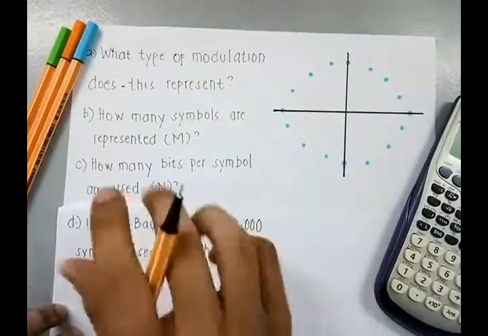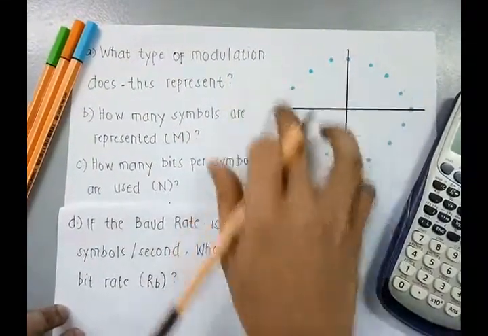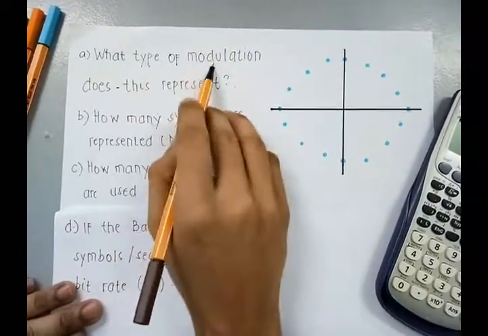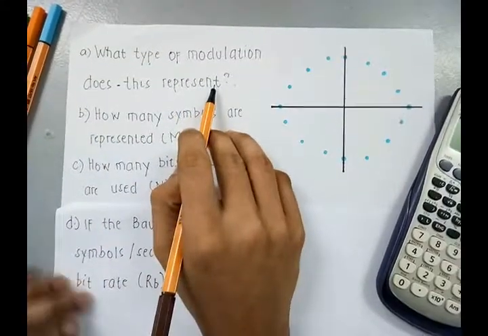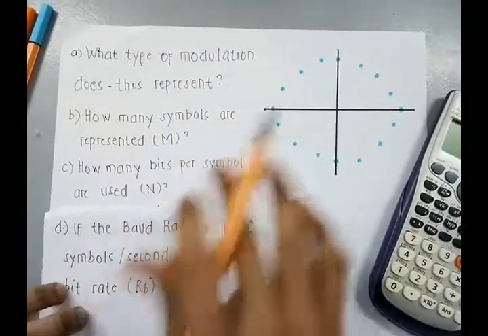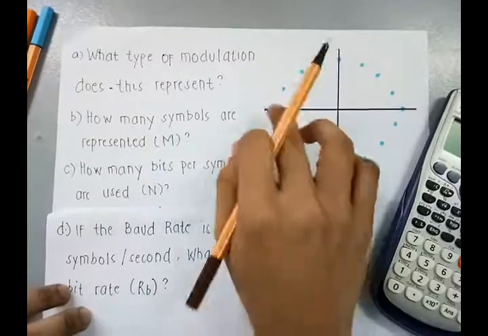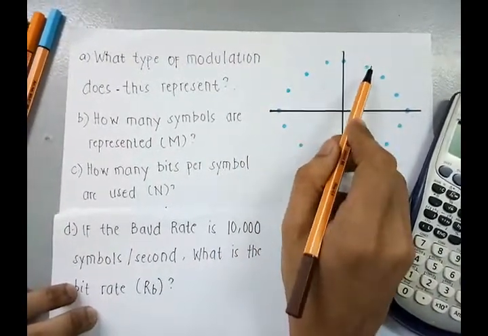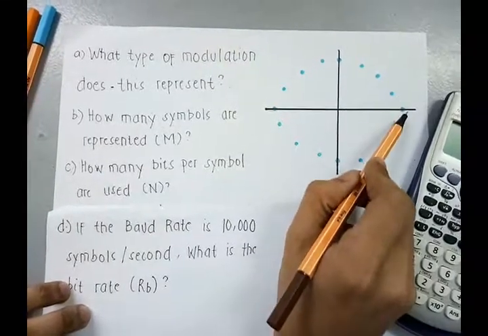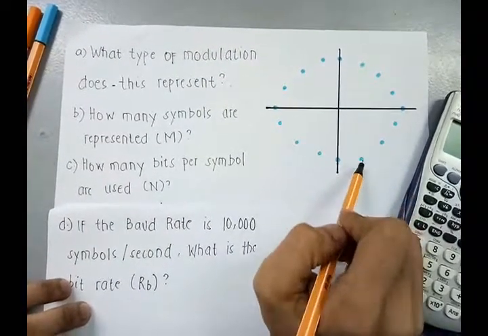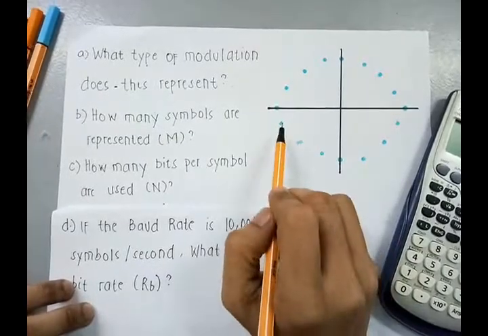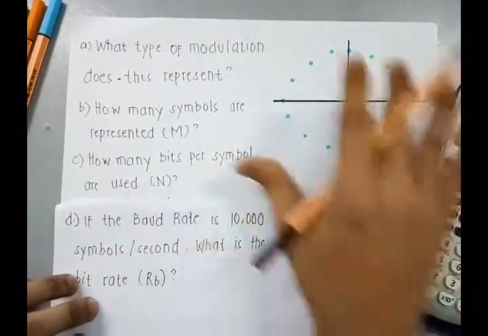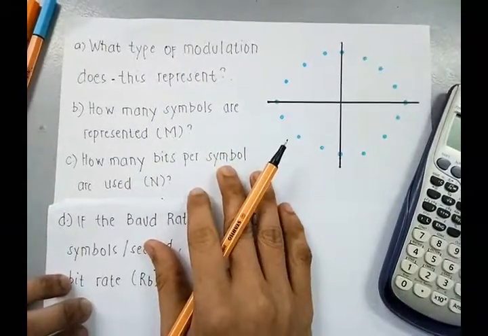Now let's try answering this problem using the constellation on our right. For the first problem, what type of modulation does this represent? In order to answer this, we need to count all the dots of the constellation on our right. 1, 2, 3, 4, 5, 6, 7, 8, 9, 10, 11, 12, 13, 14, 15, 16. Now, we have 16 symbols in the constellation.